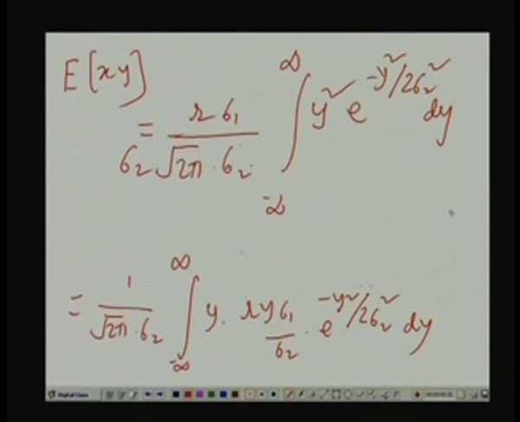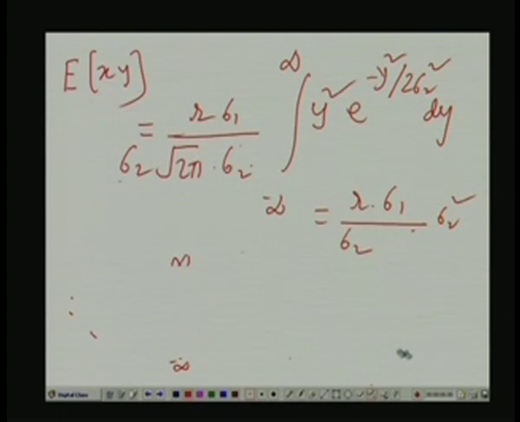In fact, I forgot to mention, sigma 1 square is the variance of random variable x, and sigma 2 square is the variance of random variable y. So, this will give rise to sigma 2 square. So, r sigma 1 as it is, and 1 sigma 2 left out, and sigma 2 square comes up. So, we get r times sigma 1 sigma 2.